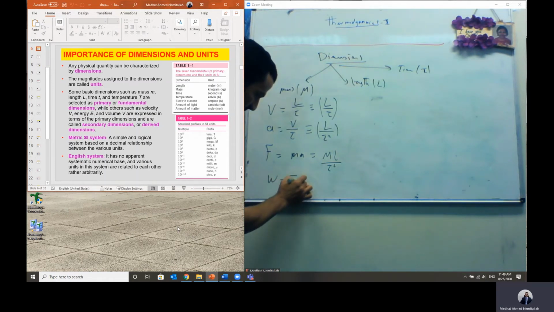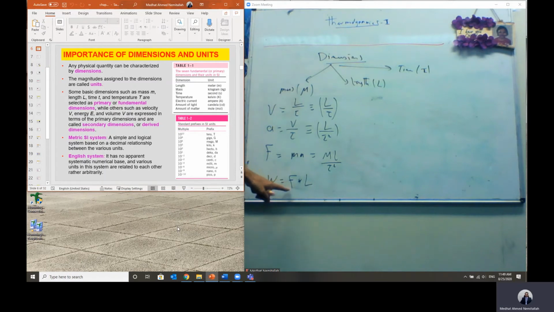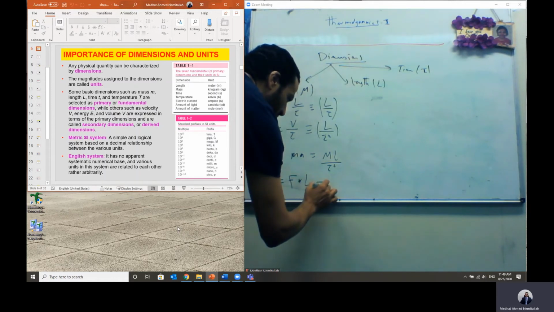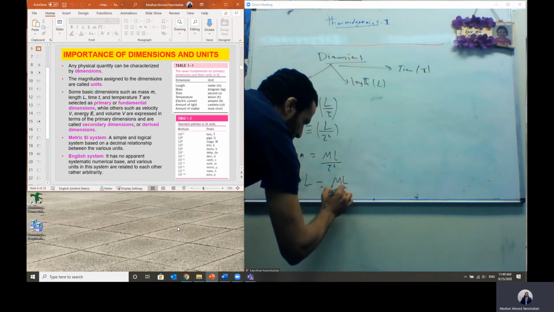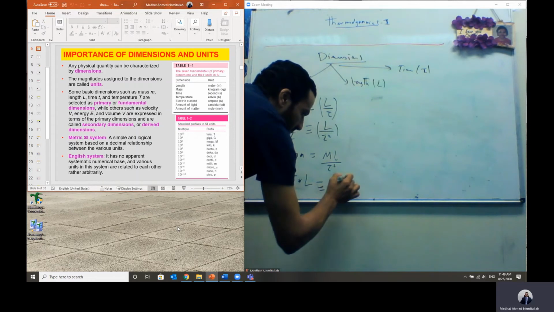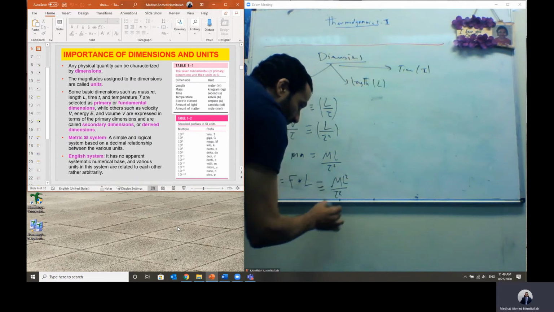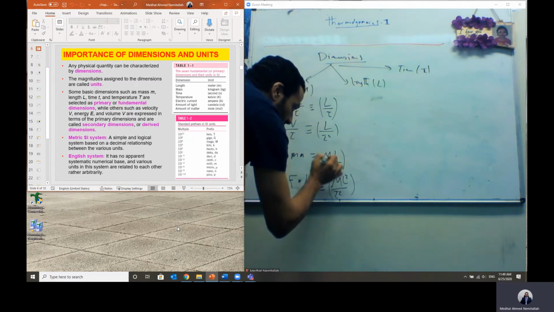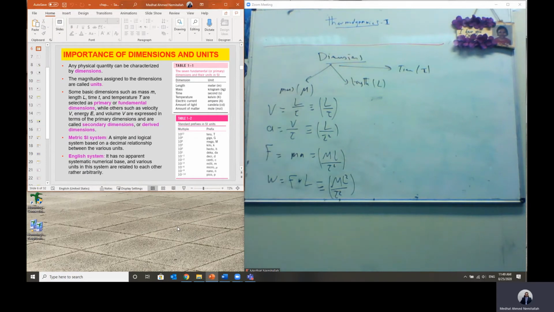Work is defined actually as a force applied to move a body a certain distance L, so it is force multiplied by distance L. Force, which is mL divided by T squared, and we have to multiply by L, so it will be mL squared divided by T squared, and this is the dimension of the work.